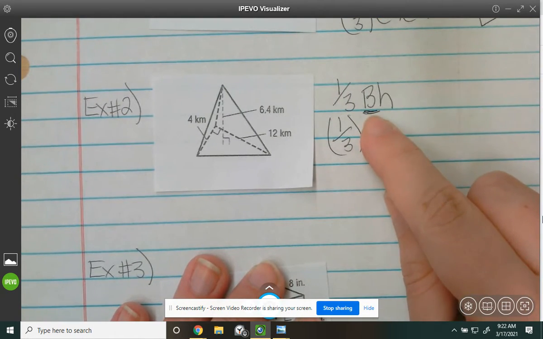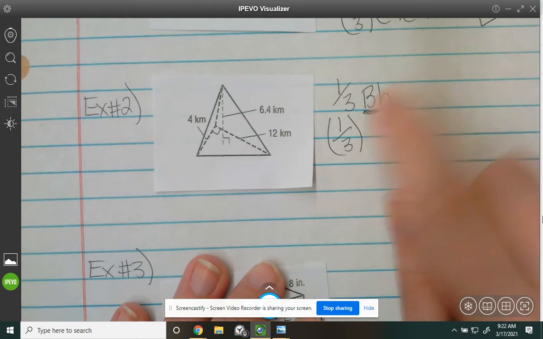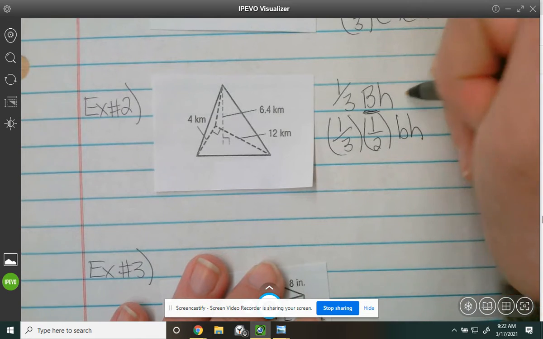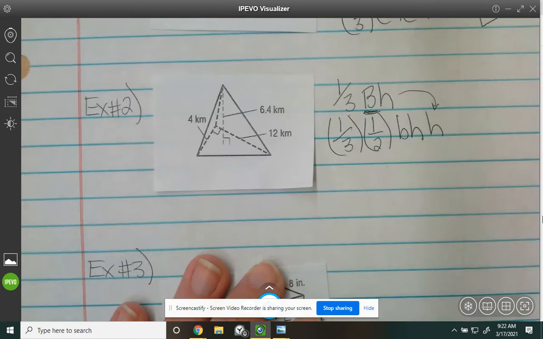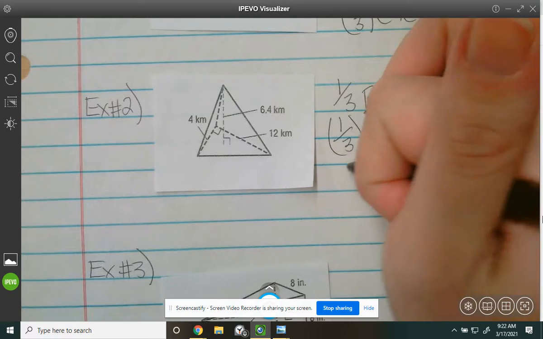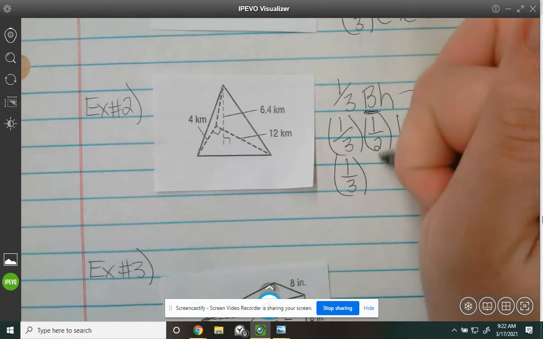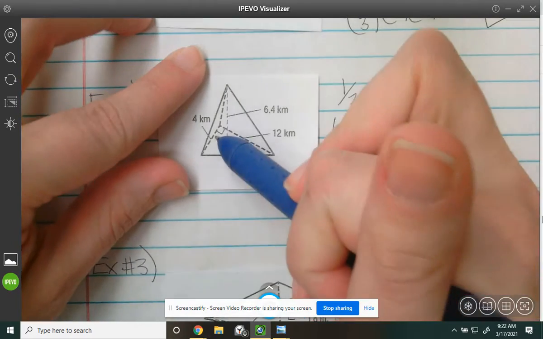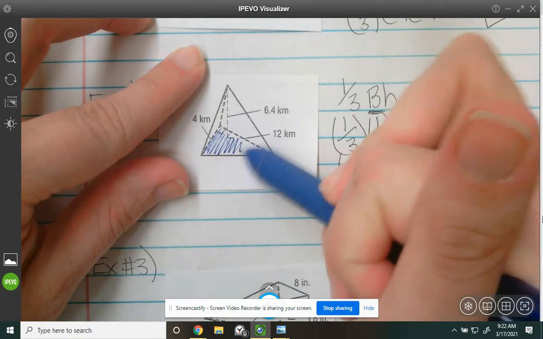My base is a triangle, so instead of length times width, here I now put 1/2 BH, and then don't forget that second H. You know, it's weird to have two H's. One is the height of the triangle on the bottom, one is the height of the pyramid itself. So now plug in your numbers, 1/3, 1/2. Remember, whenever I'm doing the triangular base, I'm just looking at this bottom triangle here.